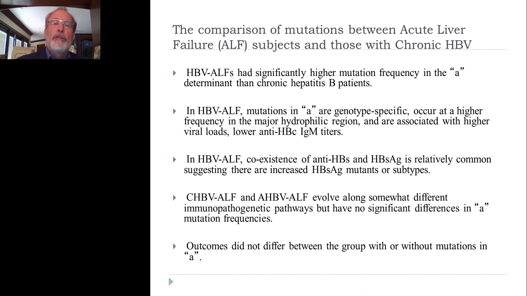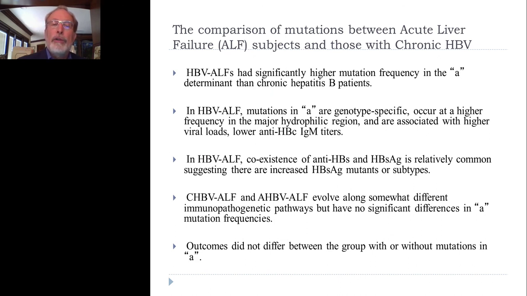They then looked at acute liver failure specifically. In the acute liver failure population, there was significantly higher mutation frequency in this A determinant than in chronic hepatitis B. These mutations are genotype specific and occur at a higher frequency in the major hydrophilic region and are associated with higher viral loads and lower anti-core IgM titers.